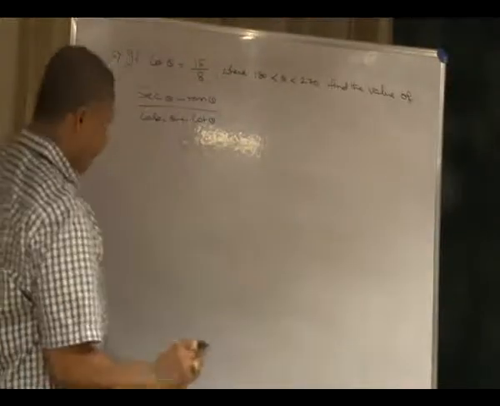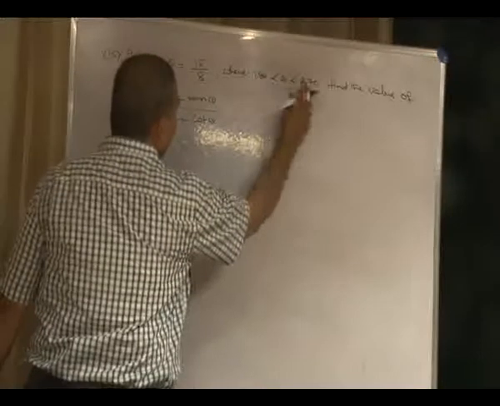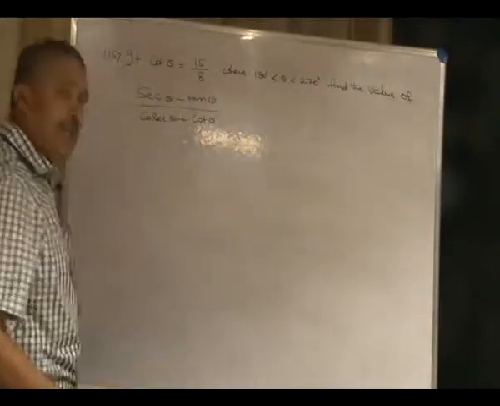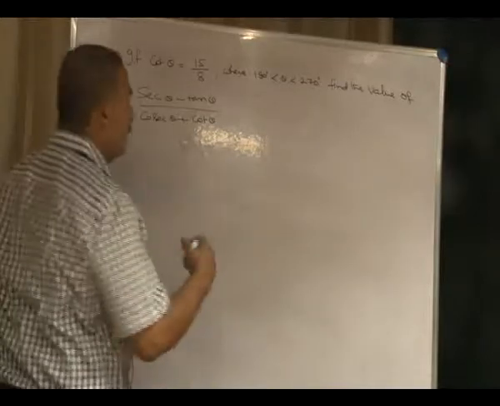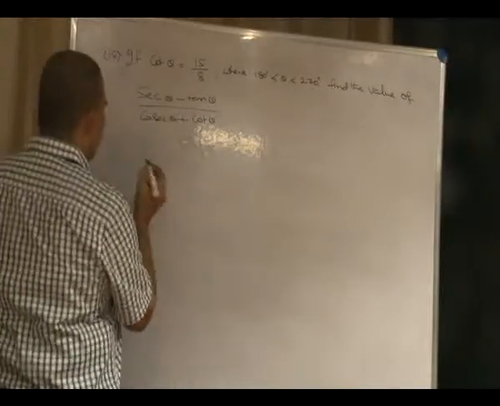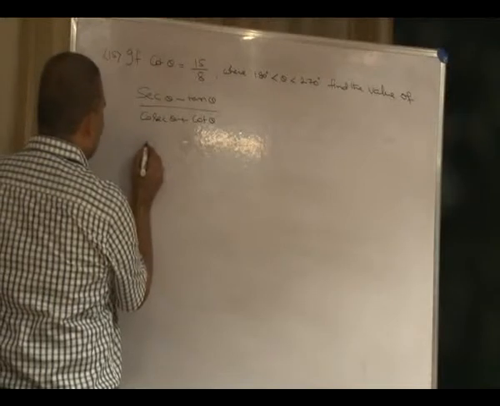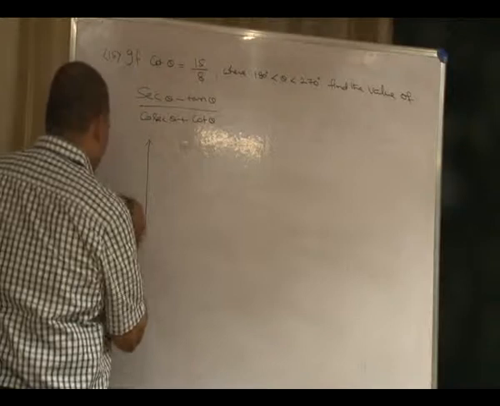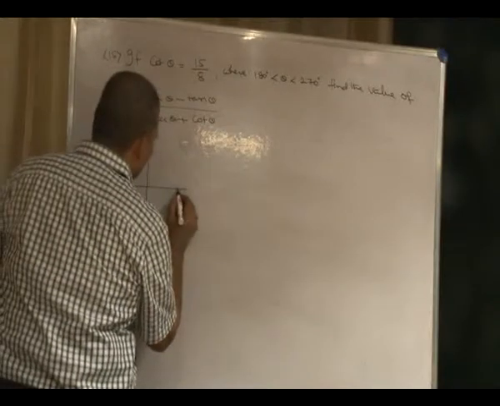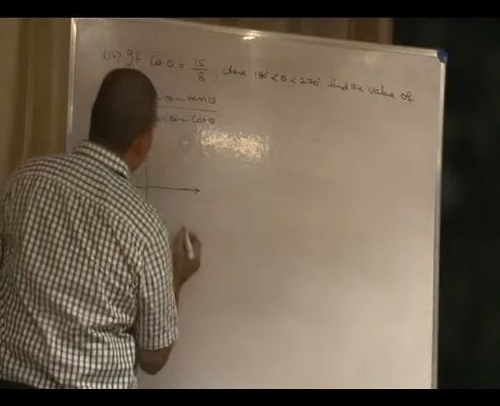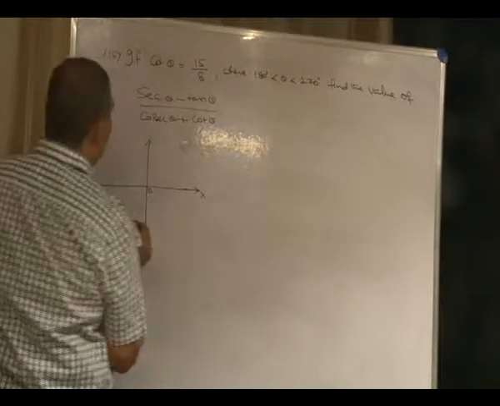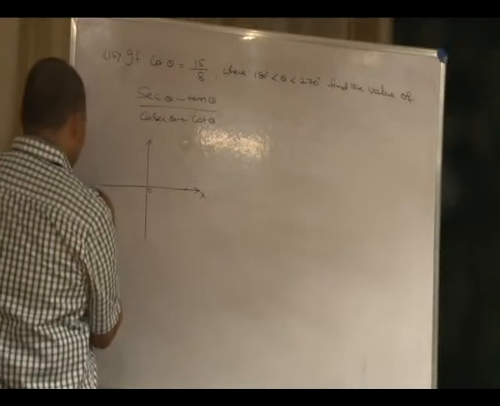Here angle theta is in between 180 to 270 degree. 180 to 270 degree comes under the third quadrant. That means theta is in the third quadrant. In the third quadrant, tan and cot are positive. Here the value of cot theta is given. That cot theta is 15/8.